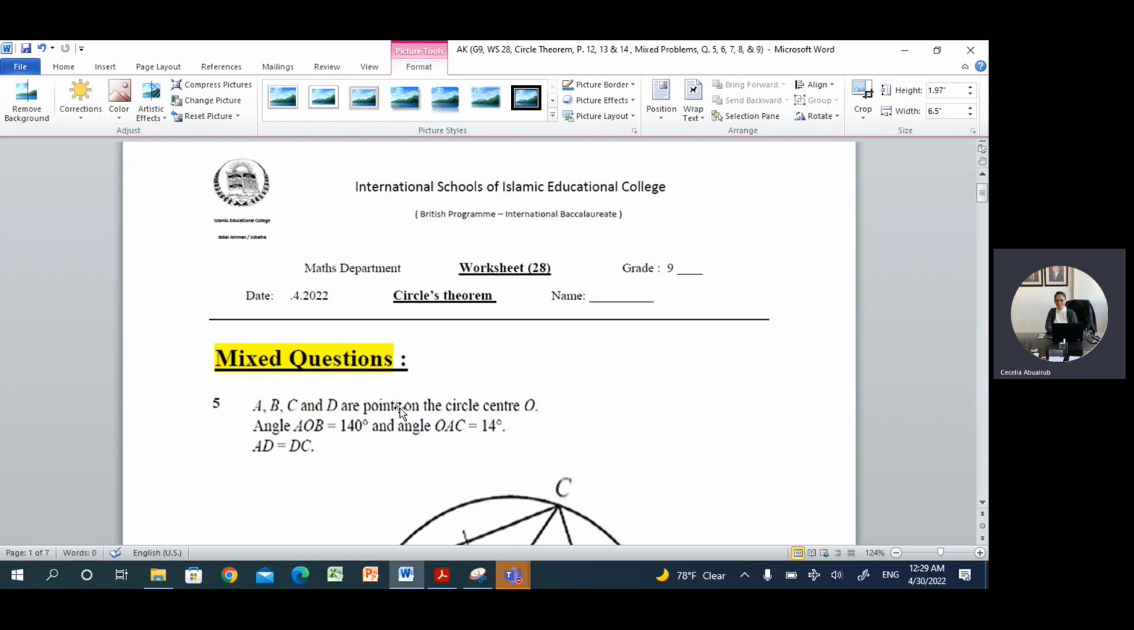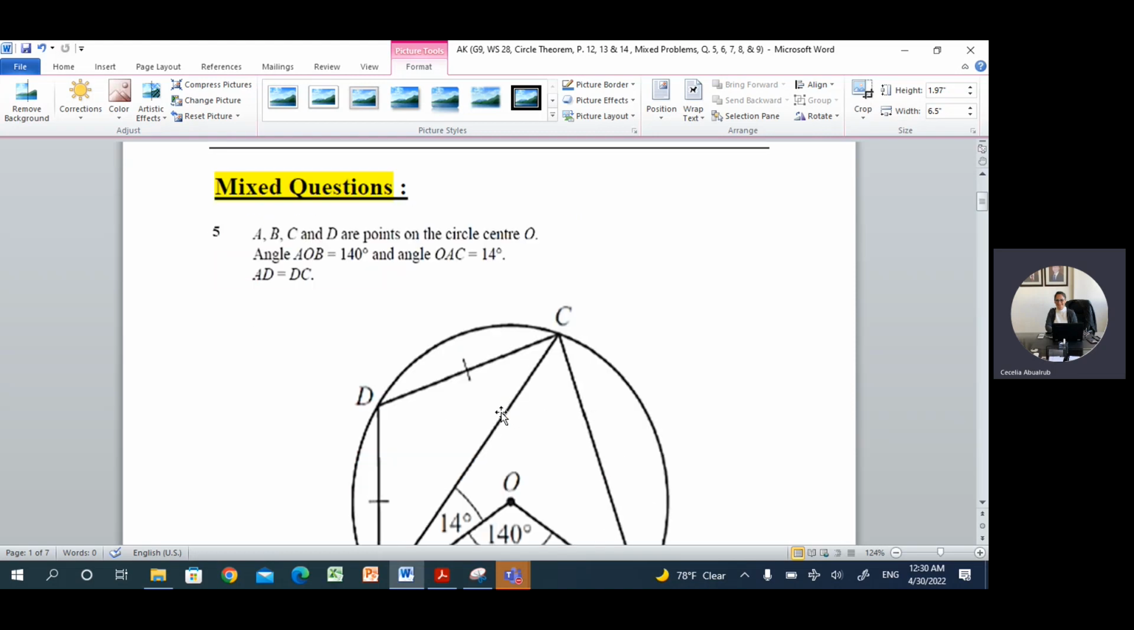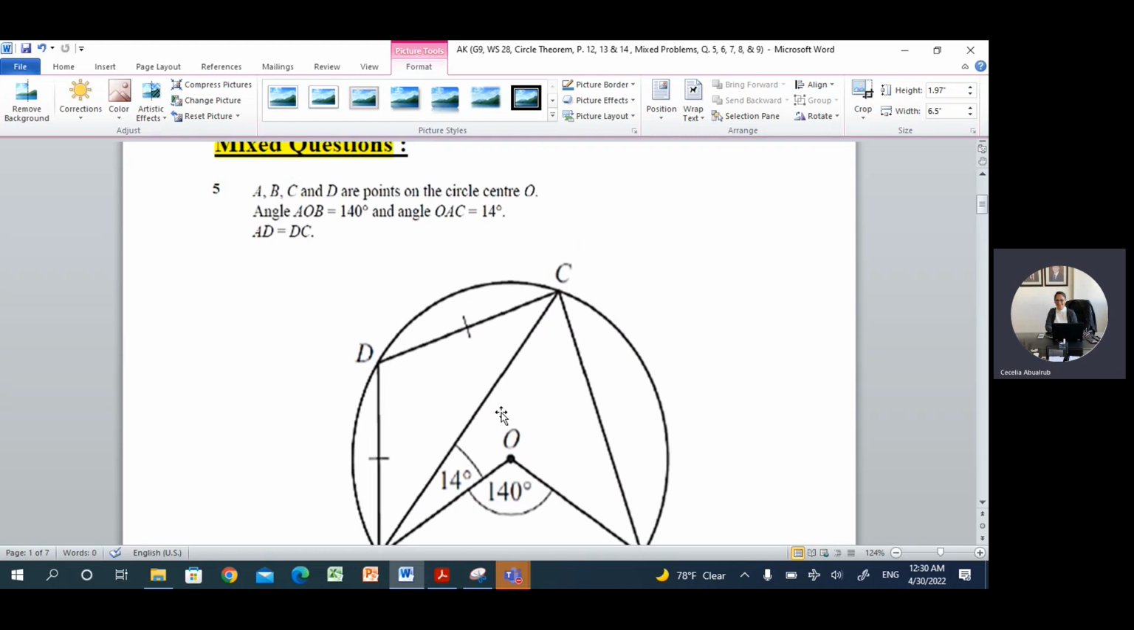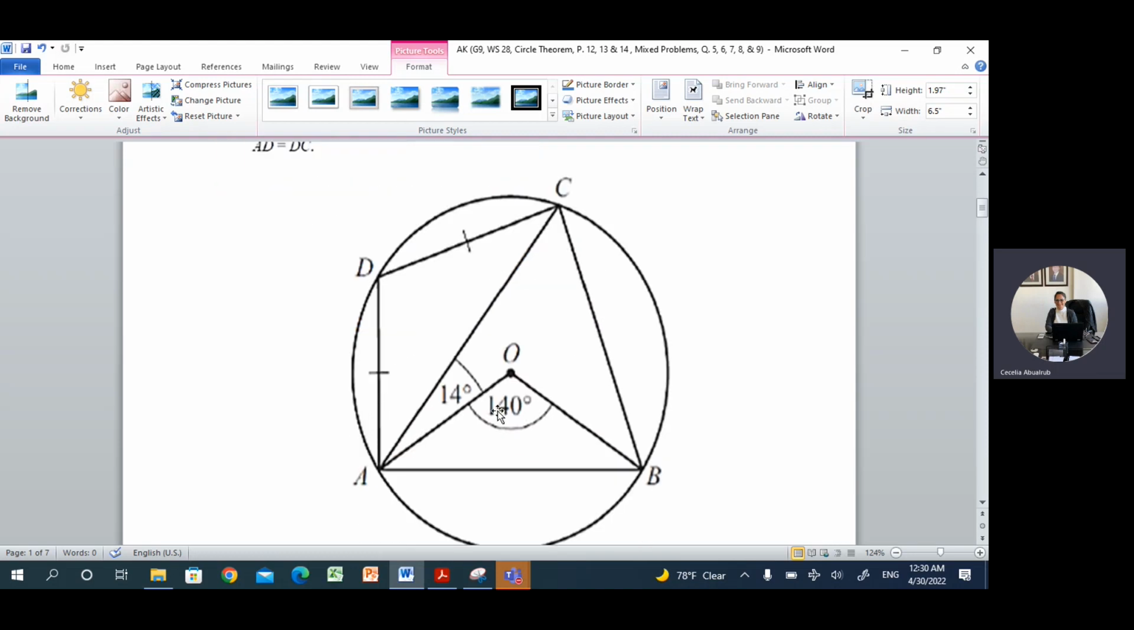I'm going to solve in this record question 5, 6, 7, 8, and 9 from mixed questions. And what we mean by mixed questions is we are exposing you to all, hopefully, skills of solving circle theorem problems. Okay, let's have a look at this question here.